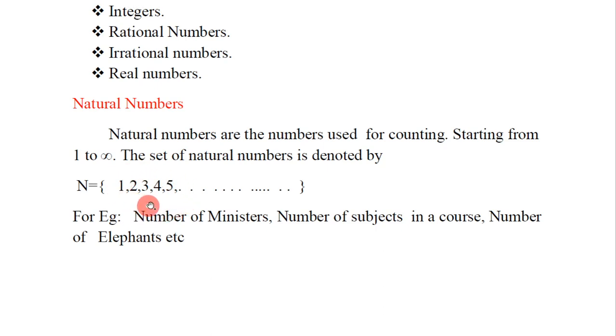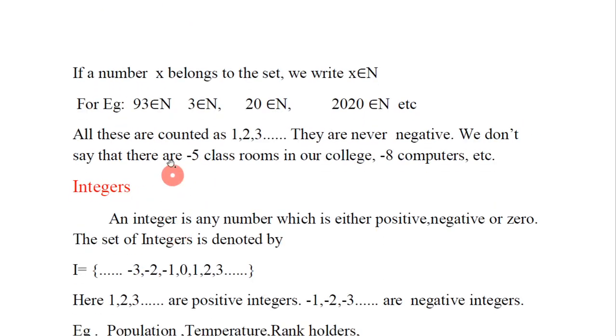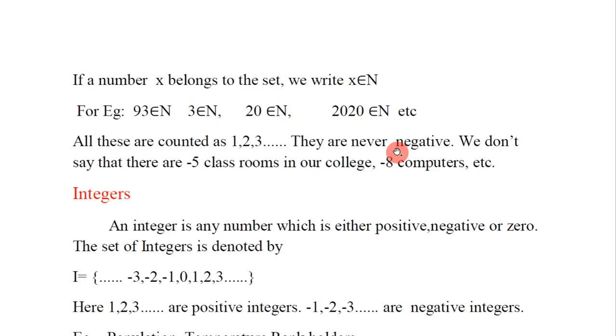If a number x is in the set N, we say that x belongs to N, and we write it using the symbol x ∈ N. This symbol stands for belongs to. For example, 93 belongs to N, 3 belongs to N, 20 belongs to N, 2020 belongs to N, etc. So all these numbers are counted as 1, 2, 3, 4, etc. So we can see that they are never negative. That is, we don't say that there are minus 5 classrooms in our college, minus 8 computers, or minus 10 teachers, etc. So what about these negative numbers?